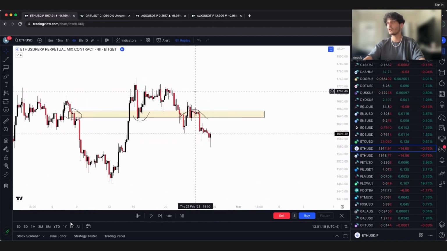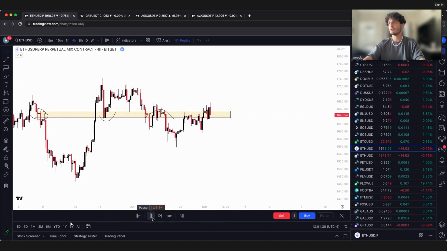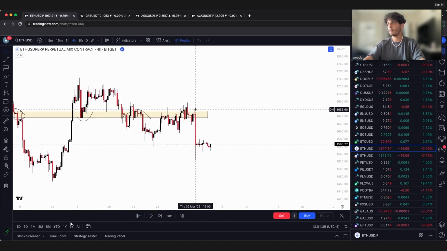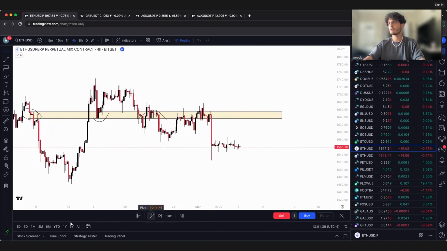And after a little bit of choppiness, testing that supply that we pointed out, it eventually flips down, rejects, and acts accordingly. And again, came up, chopped around a little bit, acted accordingly.